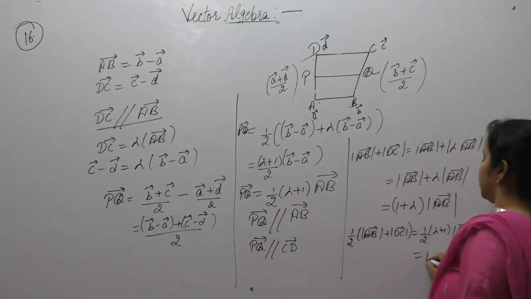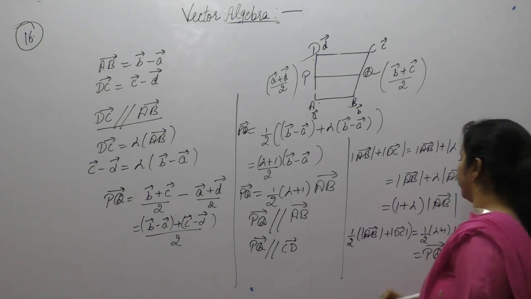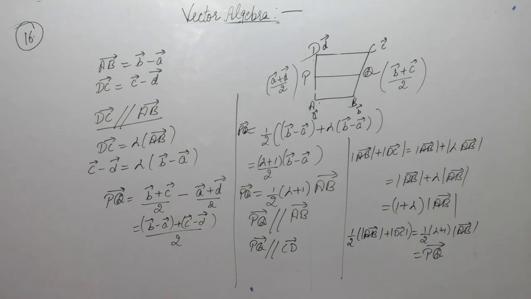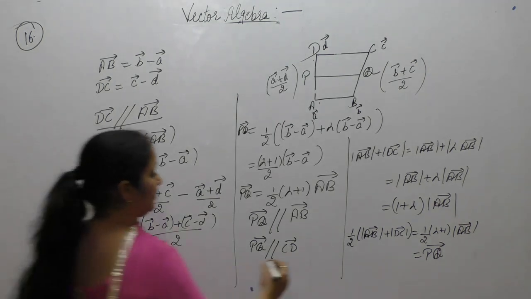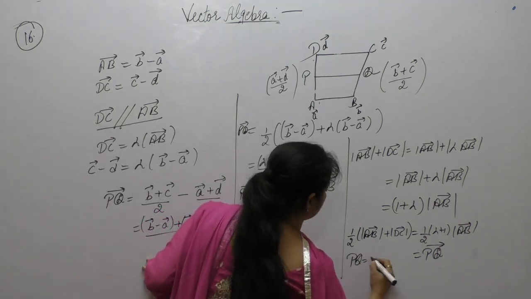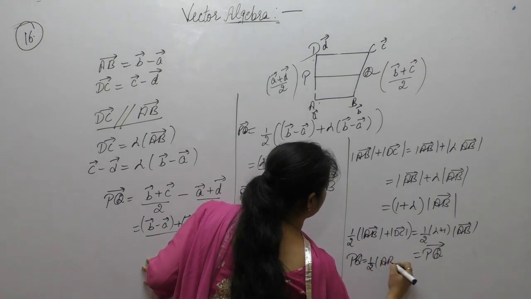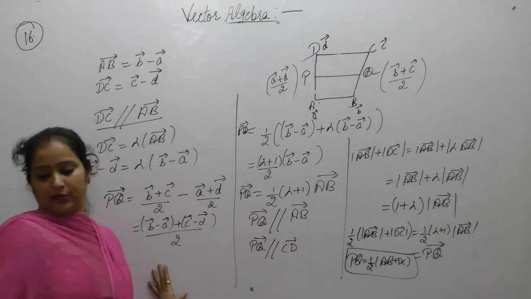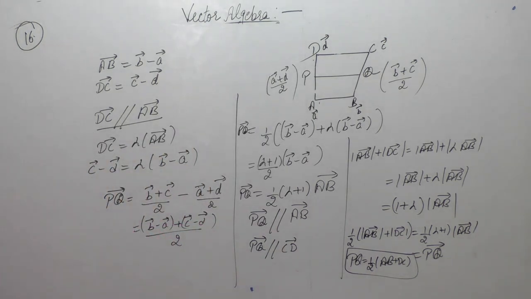that is equals to vector PQ. Therefore PQ is equals to half of AB plus DC.